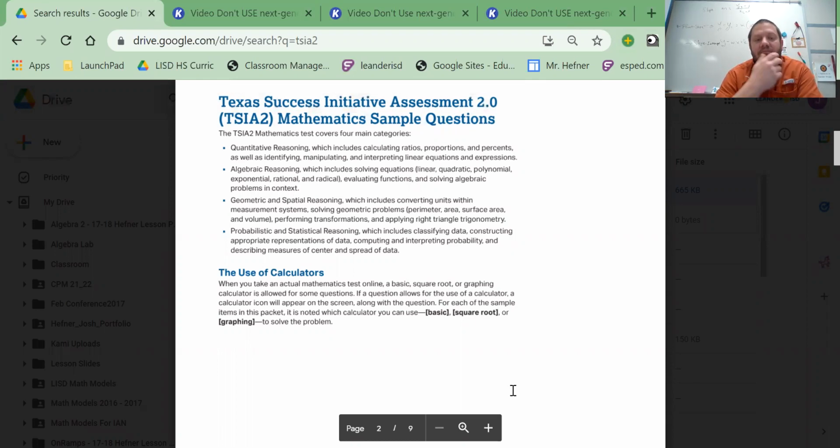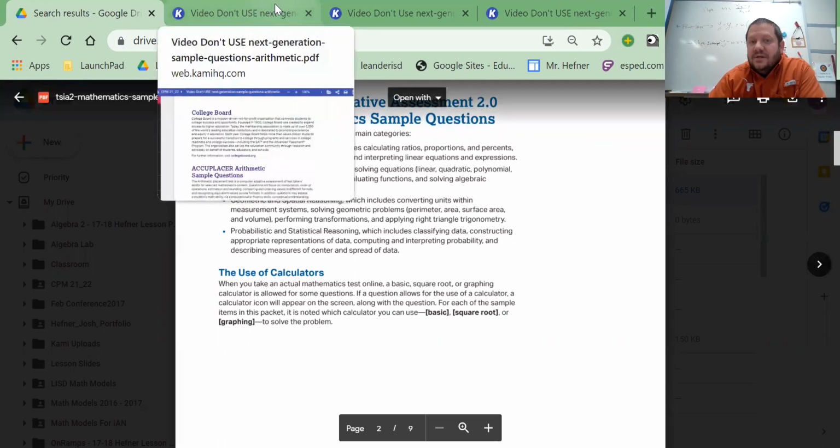So just a real quick overview of the TSI, which is now the TSIA2 since the middle of last year. It basically represents four sections: quantitative reasoning, algebraic reasoning, geometric and spatial reasoning, and probabilistic and statistical reasoning. You can sometimes use a calculator, but it's a very basic calculator, usually four-function: add, subtract, multiply, divide, that sort of thing.